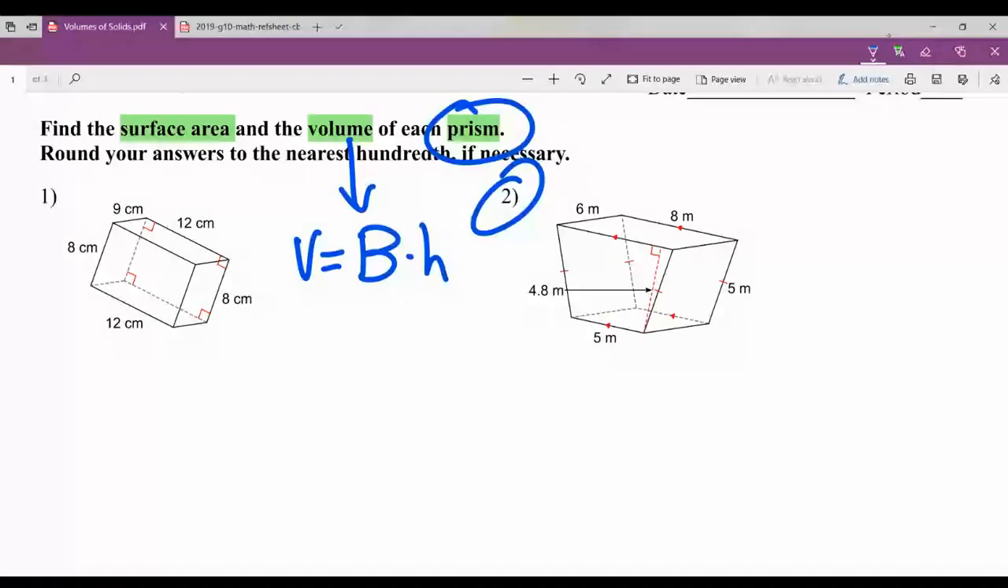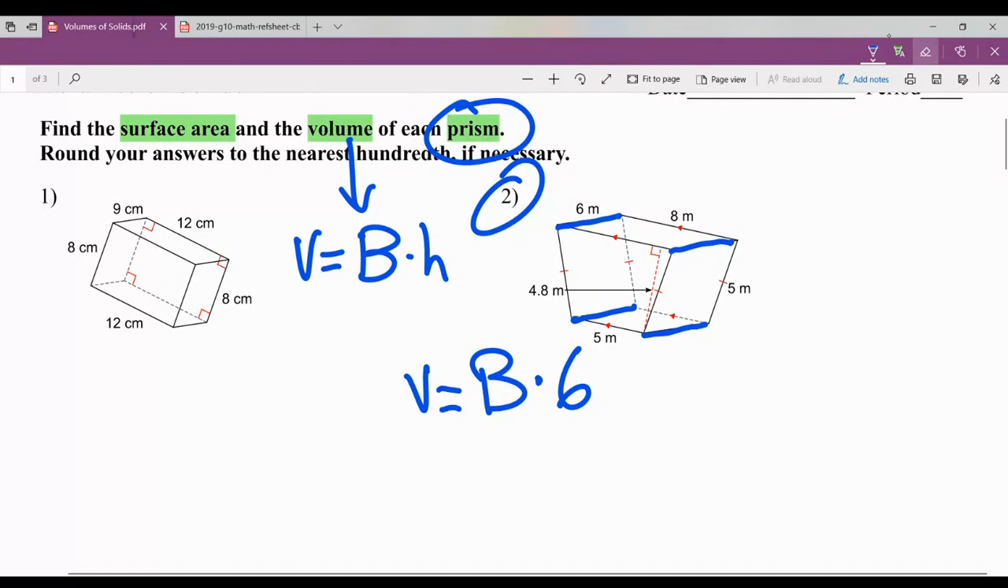So for number 2, each base is a trapezoid, and the distance between those bases would be 6. To find the volume, it's going to be the area of the base, we'll deal with that in a second, times 6. The area of the base is its own separate formula. If you want to find the area of a trapezoid, this is one of the formulas that's given on the reference sheet.